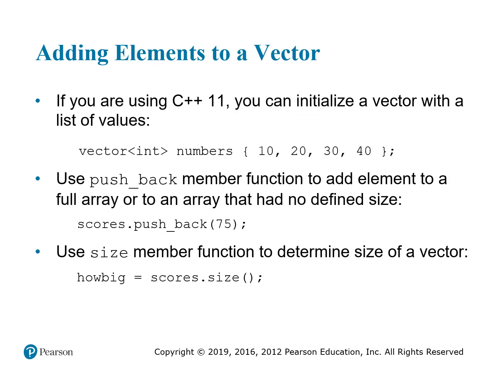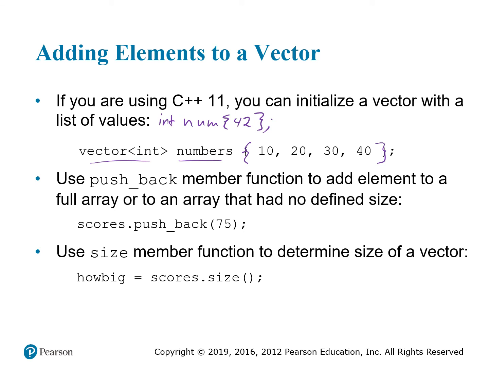You can initialize a vector with a list of values. You don't put the equal sign in, you just put initializer notation. Okay, just as you can say int num = 42, and initialize num to 42, you can say vector of int numbers and then curly brackets with your list of numbers.